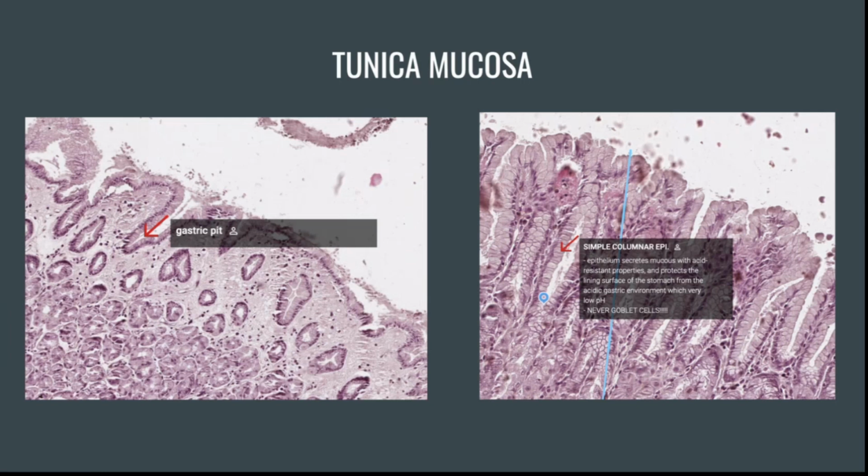Okay. And then when we talk about the lamina muscularis mucosae, again, it's the same case. There are two layers of muscle, an inner circular layer and an outer longitudinal layer.